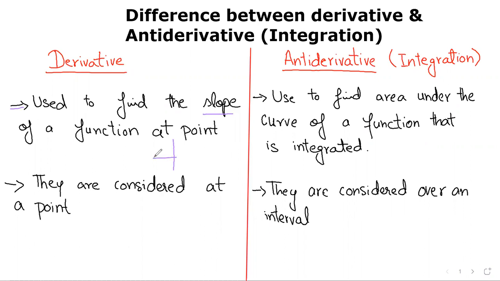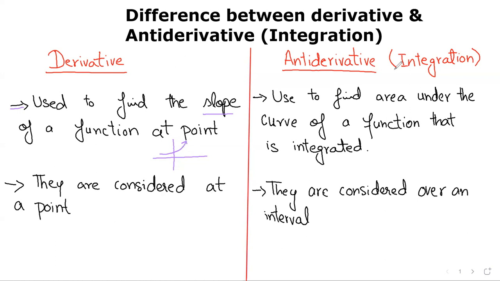For instance, if this is my graph on the x and y axes, and my graph is going somehow like this, I can see this curve here. This is actually my slope. So we just work on the slope in the derivative. And we consider there are some points here as well, so we consider this slope at a point here.